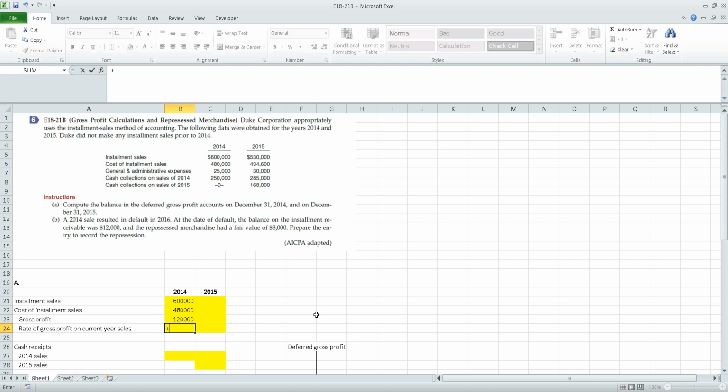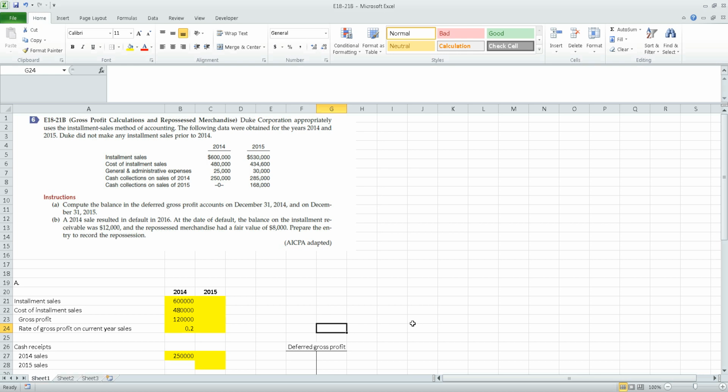The gross profit per dollar of sale, or the gross profit rate, is 120,000 gross profit divided by the amount of sales, 600,000, or 20%. In other words, for every dollar of sales revenue, we generated 20 cents worth of profit. We're told that we collected cash of $250,000 during 2014 on those sales. Okay, so here's the story.